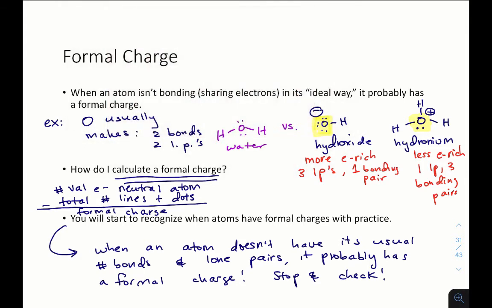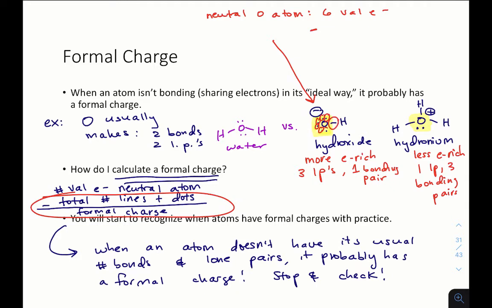No worries if you have no clue what I'm talking about. I probably am not making sense. Let's look at an example. So for the oxygen in hydroxide, a neutral oxygen atom has 6 valence electrons because it is in group 6A. This oxygen atom, remember total number of lines and dots, has 1 line, and then 2, 3, 4, 5, 6, 7. So 7 total lines plus dots. Again, like I said, we're counting the lone pairs twice, basically.